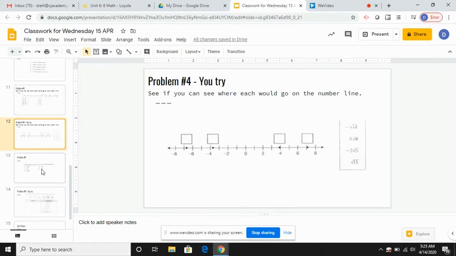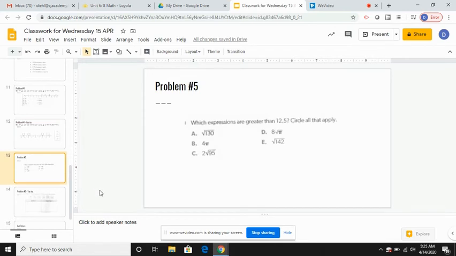And for our last problem today, which expressions must be bigger than 12 and a half? Well, let's see, the square root of 130. I know the square root of 144 is 12, and this is less than the square root of 144, so A cannot be bigger than 12 and a half, because it's certainly not bigger than 12. It's less than 12. 4 times pi.